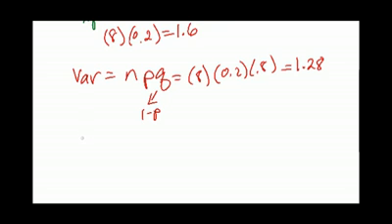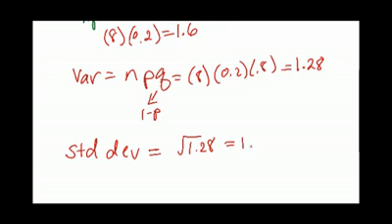And if you want the standard deviation, actually in this case it would be s, right? Because we're looking at a subpopulation of a group. The standard deviation would be equal to the square root of 1.28, which would give you 1.13.